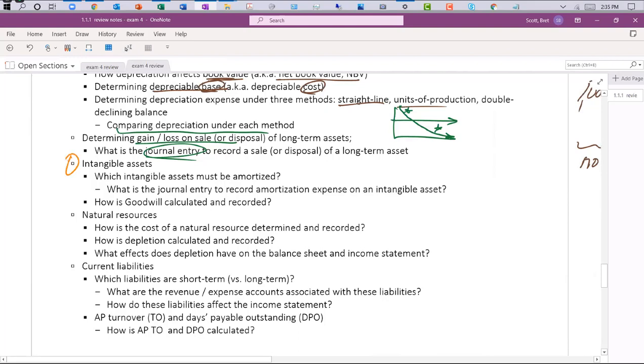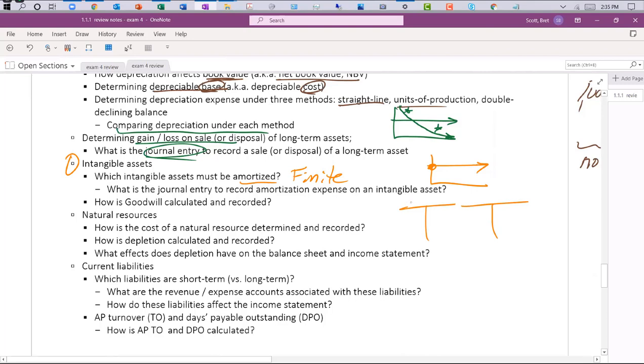Intangible assets, why are they intangible? Because you can't touch them. Which ones need to be amortized? Anything that has a finite life, right? Patents, for example, have a life of 20 years. At some point, the legal protection that a patent provides to the business goes away. So we usually just do a straight line amortization. Similar to straight line depreciation, we basically reduce the account for patents directly.